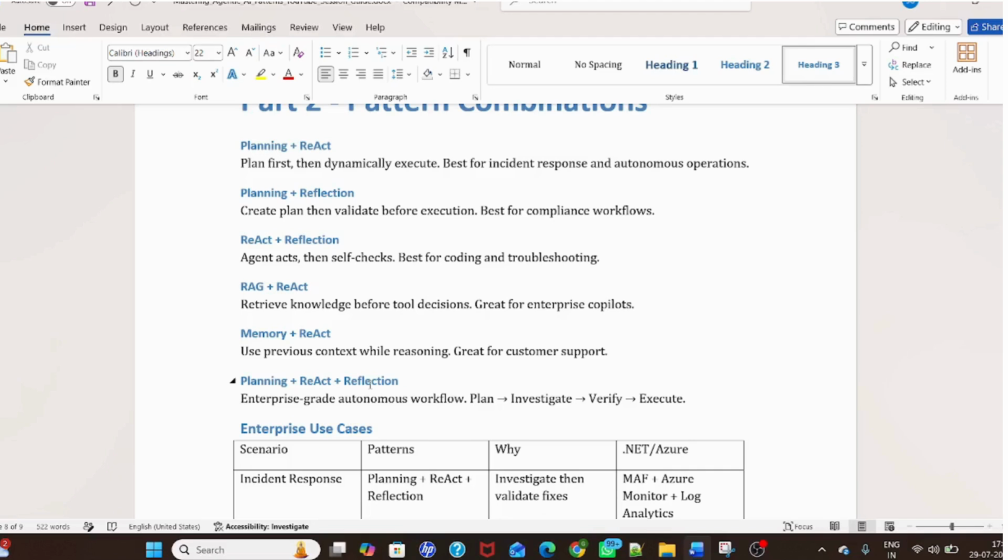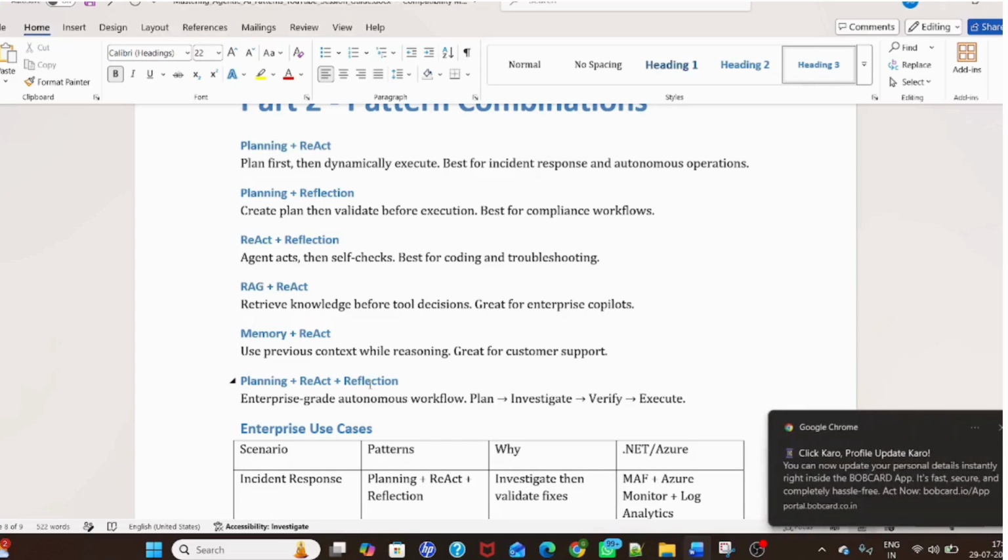ReAct and RAG: retrieve the knowledge before tool decision, a gate for enterprise copilots. Memory plus ReAct: use previous context while reasoning. And all three combined: enterprise grade autonomous workflow, plan, investigate, verify, execute.